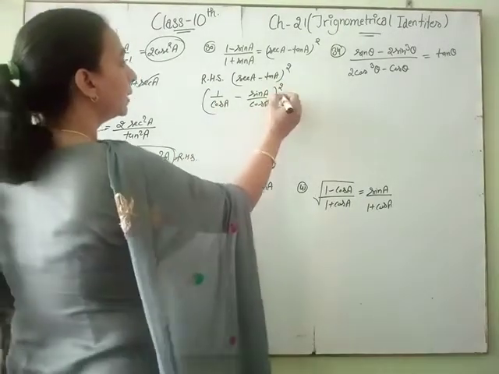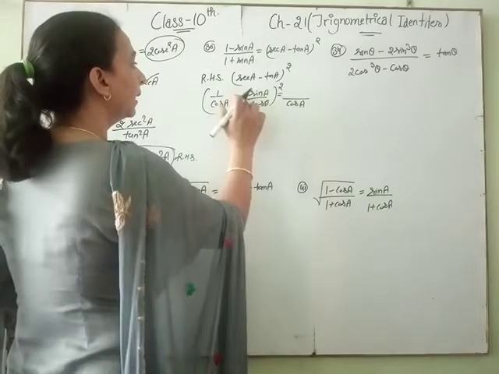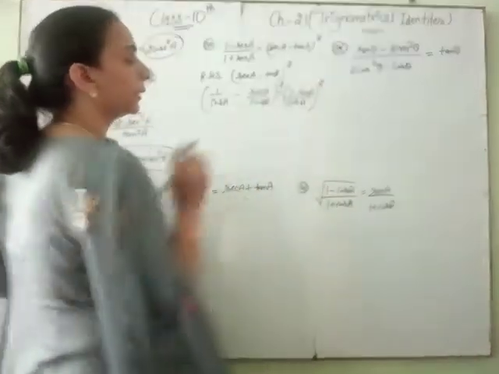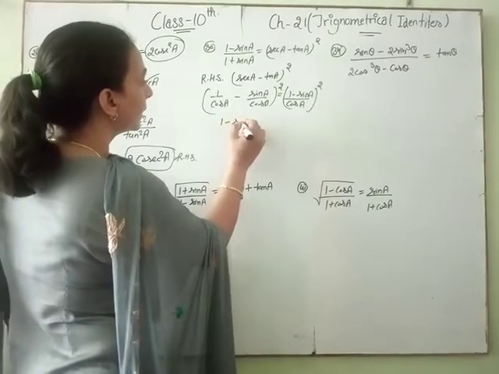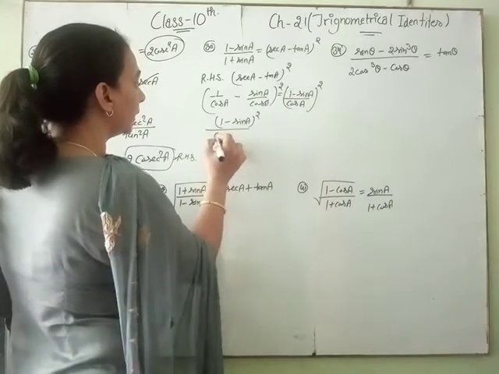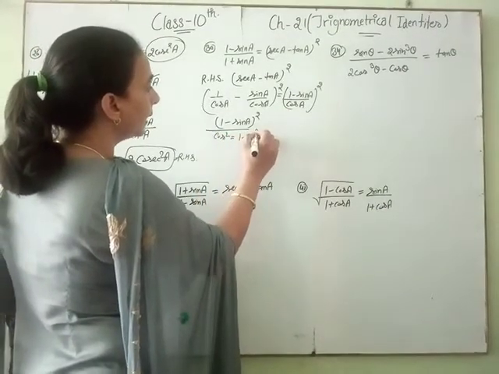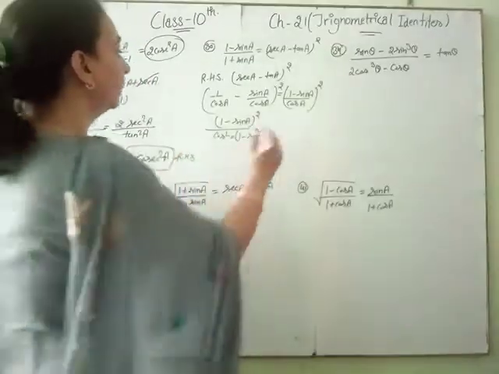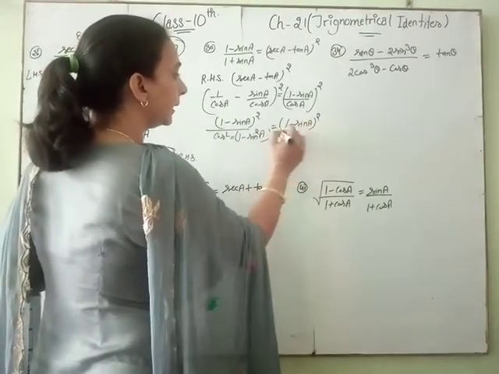Okay, and this equals, if we take LCM cos A, then (1 minus sine A) by cos A, complete square. Okay, in numerator 1 minus sine A complete square and divided by cos square. And what is cos square? 1 minus sine square A. Okay, cos square equals 1 minus sine square A. Numerator (1 minus sine A) complete square as it is.